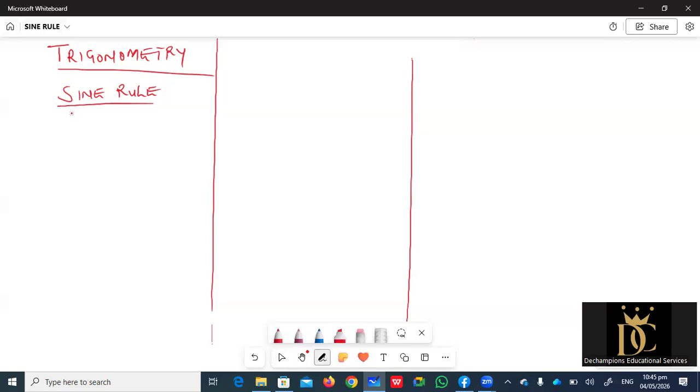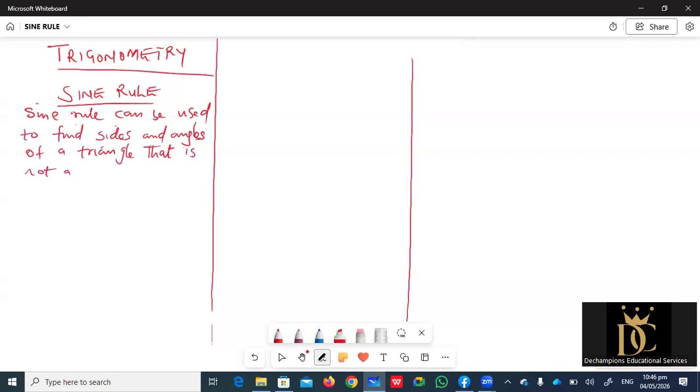The sine rule can be used to find sides and angles of a triangle that is not a right angled triangle.